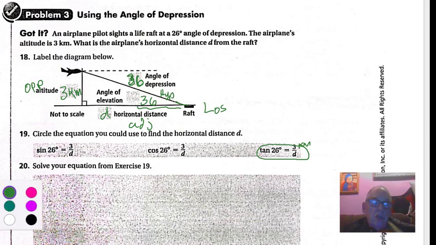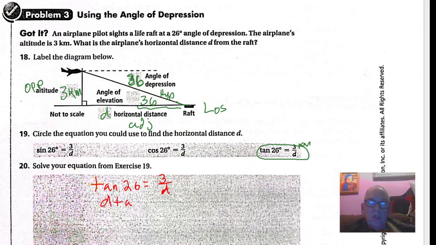We have tangent. We have tan 26 equals 3 over D. Multiply both sides by D. D tan 26 equals 3. To find D, we divide by tan 26. D equals 3 divided by tan 26.